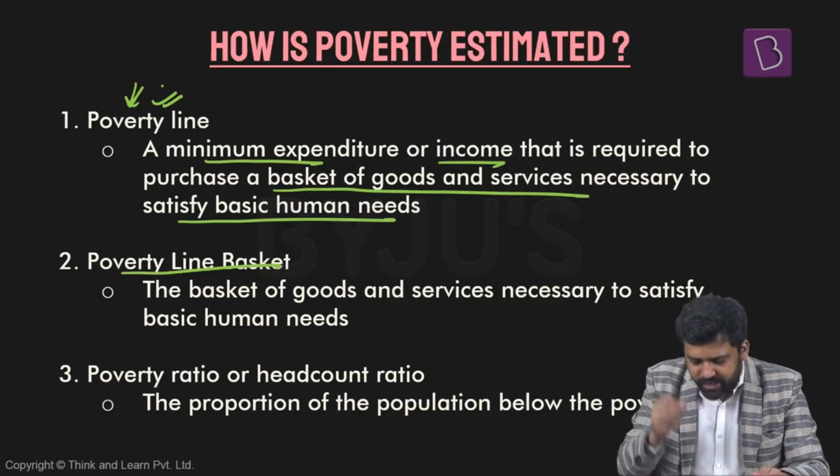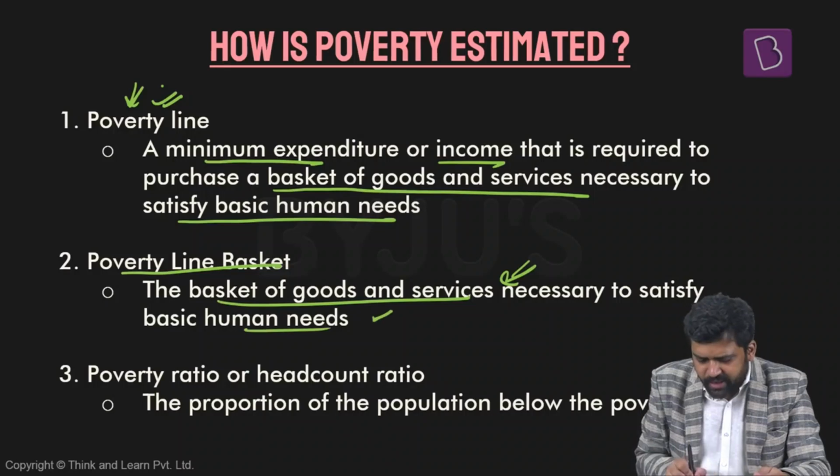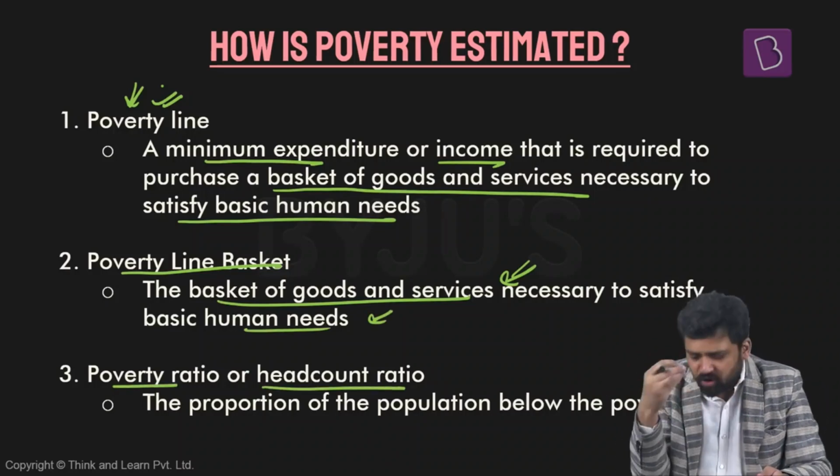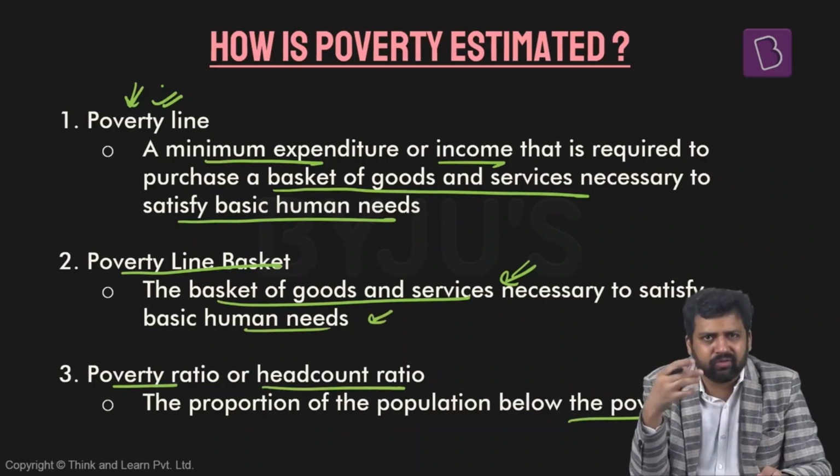What is poverty line basket? It refers to the basket of goods and services which is essential for meeting the needs of an individual, which is essential for human survival. Now, what is poverty ratio, headcount ratio? The proportion of population below the poverty line, that is called the poverty ratio or the headcount ratio, which is again not difficult to understand. So these are a few concepts you will come across again and again. That's why I just wanted to point them out.